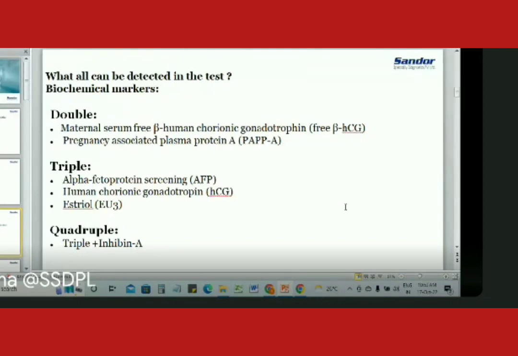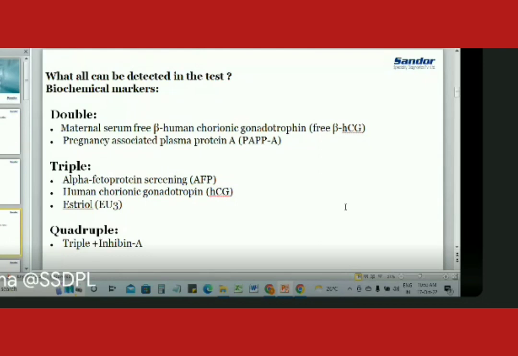Yes, you can see it on the screen. Okay. So triple, it is AFP, HCG. Is anybody aware of what these are? You are telling it's PAPP-A, free beta HCG, AFP, estriol. What are these? So, ma'am, beta HCG is human chorionic gonadotropin hormone.